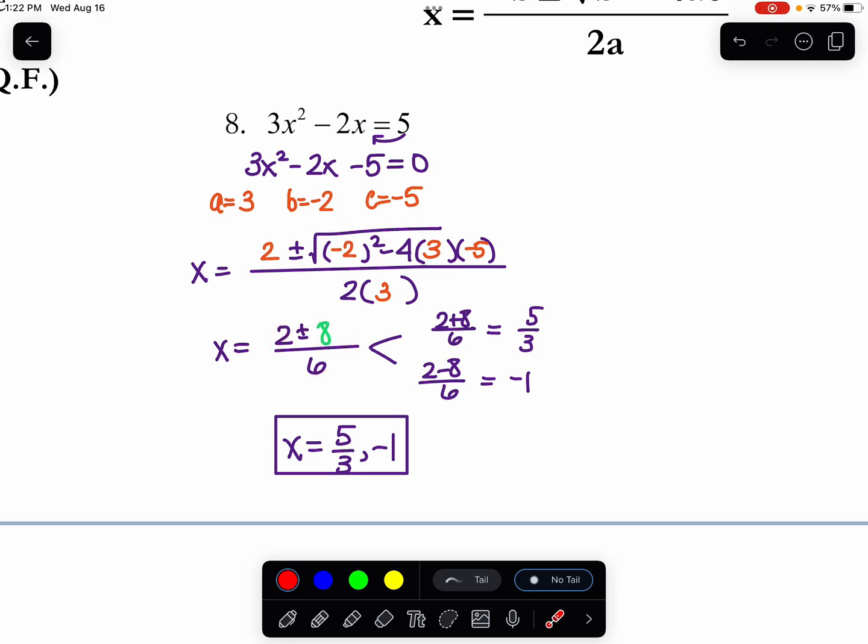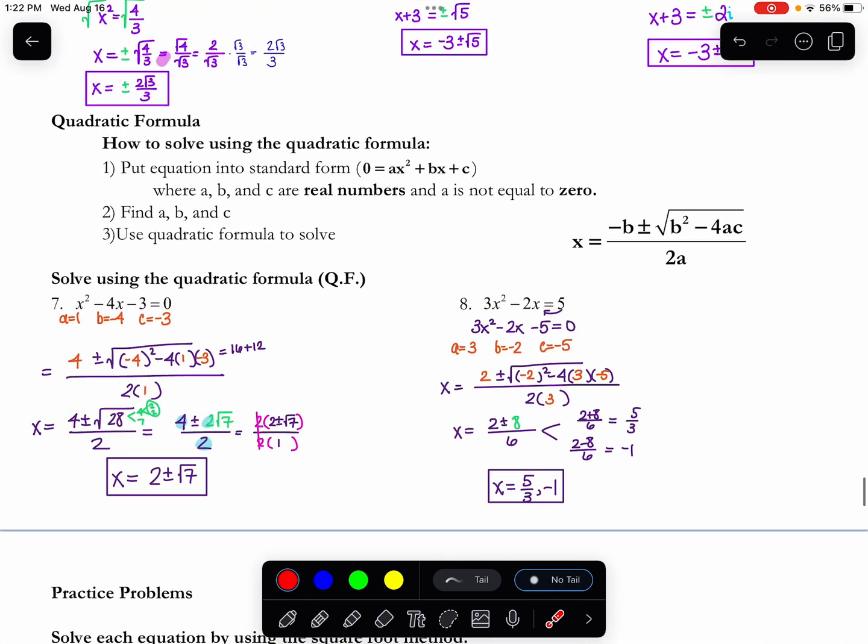So here, in this case, since it's not a radical, we actually can continue and evaluate. So we're going to take the two scenarios, 2 plus 8 over 6, and then 2 minus 8 over 6, and get our 2 solutions that way. 2 plus 8 is 10. 10 divided by 6 is 5/3. 2 minus 8 is -6. -6 divided by 6 is -1.